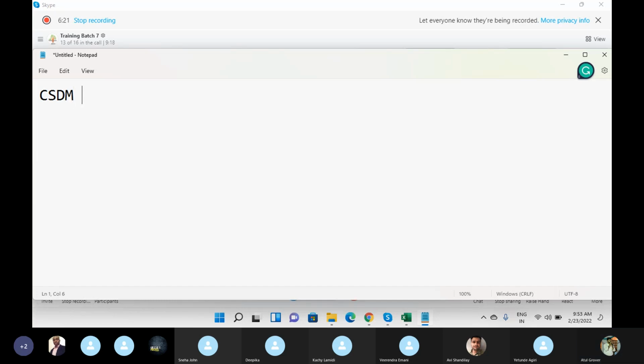This is a combination of the two words, CS and DM. CS stands for the common services. DM stands for the data model. That is how the services in ServiceNow, which are common for everyone.